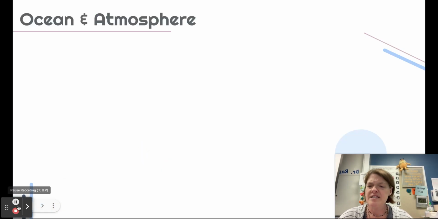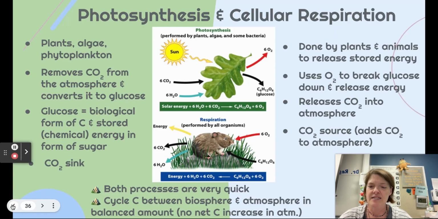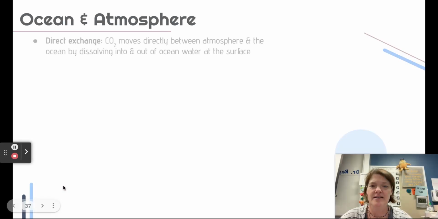Okay, well, I think it's important to note that when this is happening, it is in balance. So there's no net carbon increase in the atmosphere just based on life that's on the planet. What happens is we've got this artificial burning of fossil fuels that puts way too much carbon into the atmosphere, and it's not balanced.